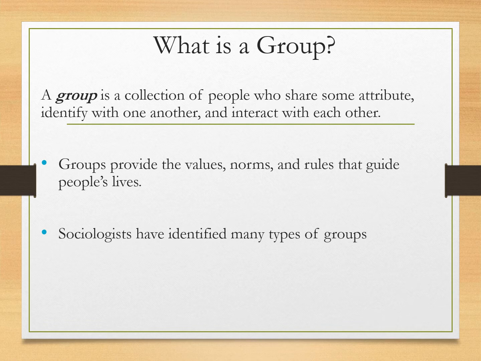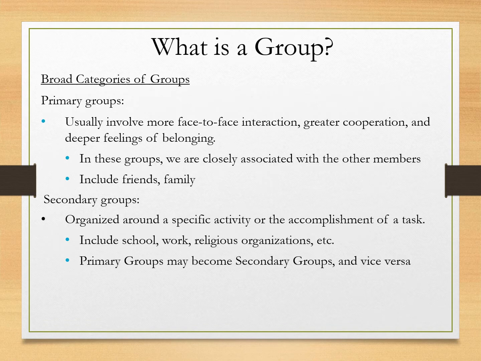This is one of those super base definitions in sociology that we all know what it is, we just have to define it so that we can continue to talk about it in greater detail toward greater complexity. Groups provide us with values, norms, and rules that guide our lives, and sociologists have identified many different types of groups. We talked about values and norms in previous lectures. Now we're going to talk about how groups shape those things.